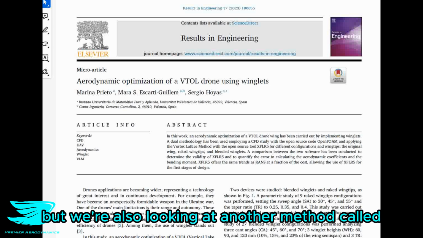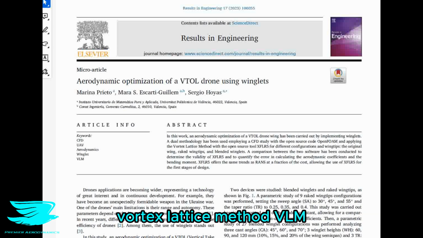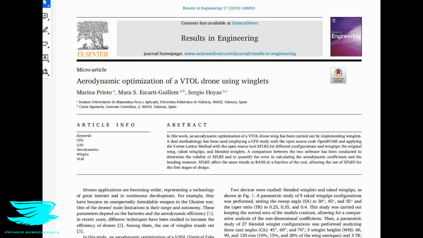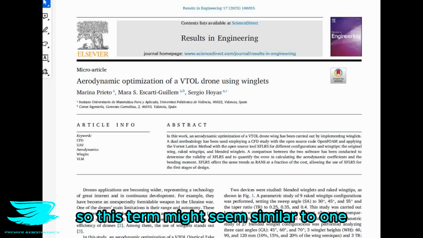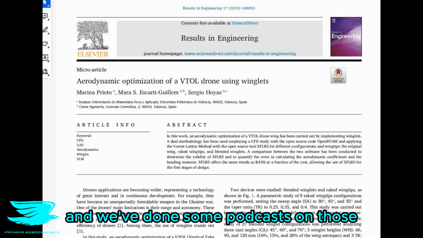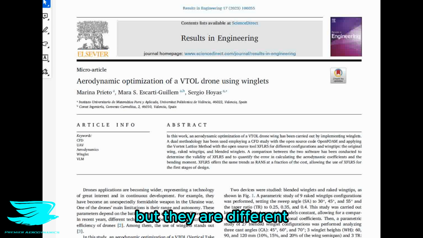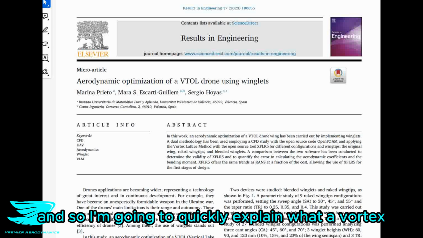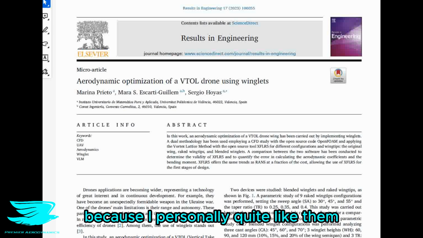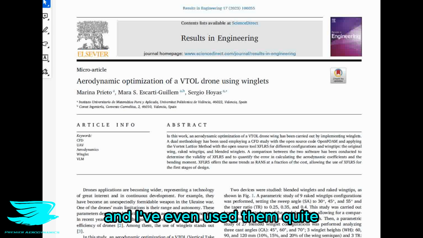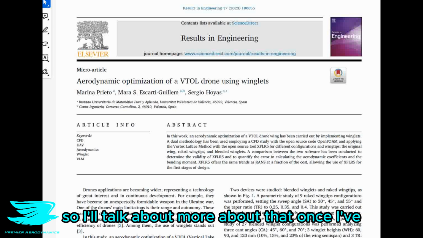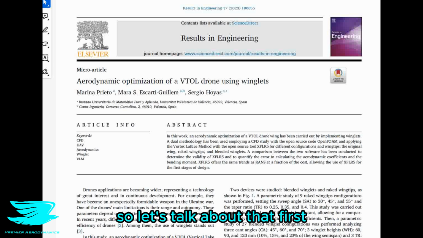But we're also looking at another method called the Vortex Lattice Method, VLM, or panel method is also another name for it. This term might seem similar to one called lattice Boltzmann method, and we've done some podcasts on those. But they are different. They're not really related at all, actually. So I'm going to quickly explain what a vortex lattice method is, because I personally quite like them, and I've even used them quite a long time ago when I was growing the best geometry from a genetic algorithm. I'll talk more about that once I've covered vortex lattice methods first. So let's talk about that first.